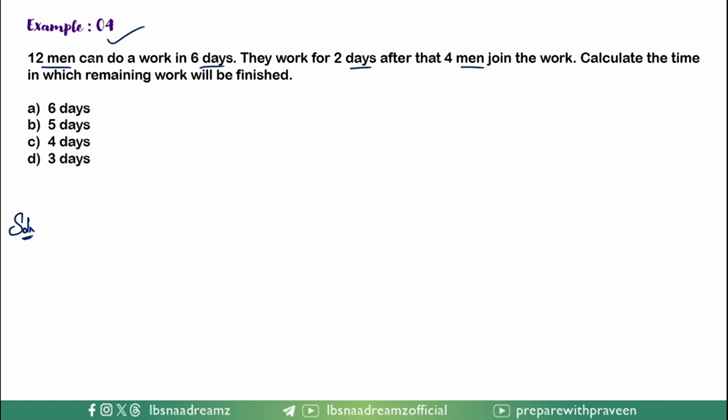12 men can do a work in 6 days. They worked for 2 days. After that, 4 men joined the work. We need to find the time in which the remaining work will be finished after these 4 men join the 12 men. So according to the formula, 12 men into 6 days is equal to 12 6s are 72. So 72 works.